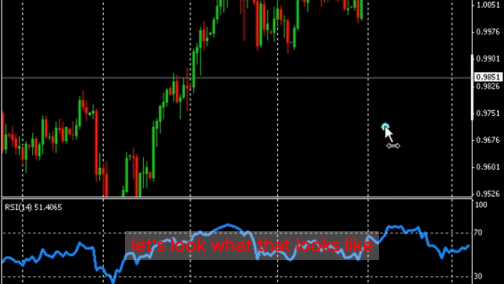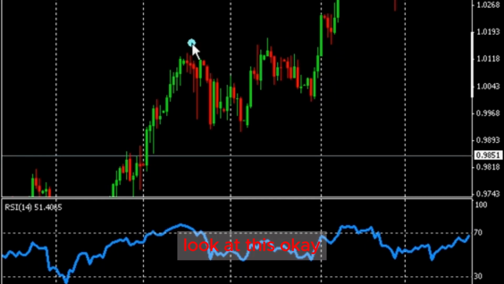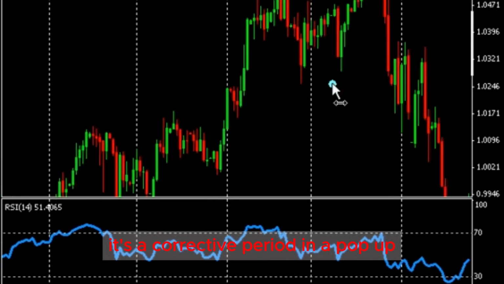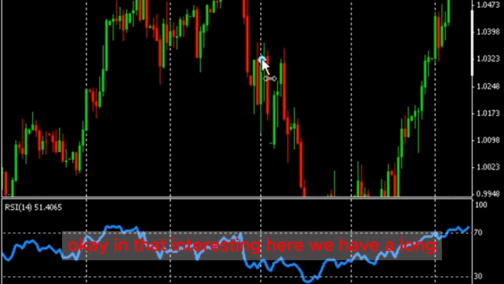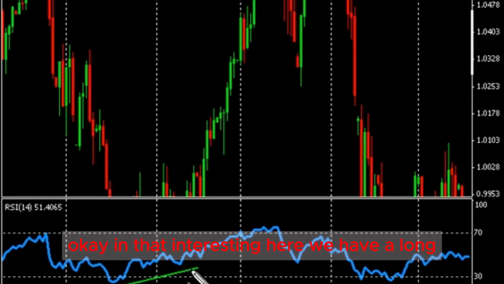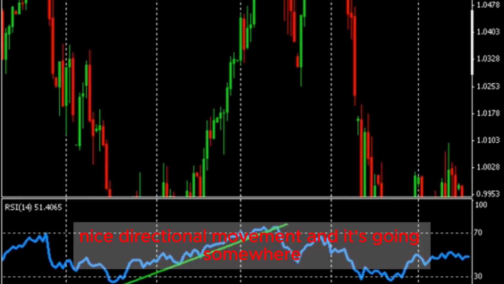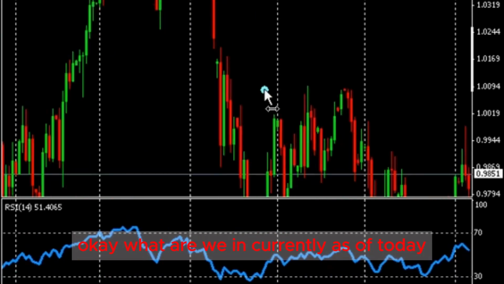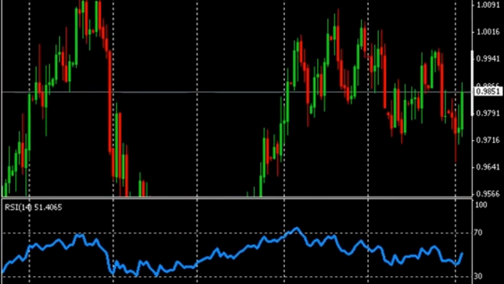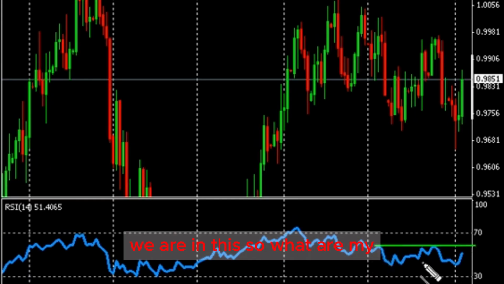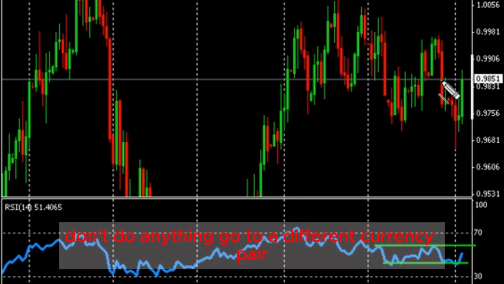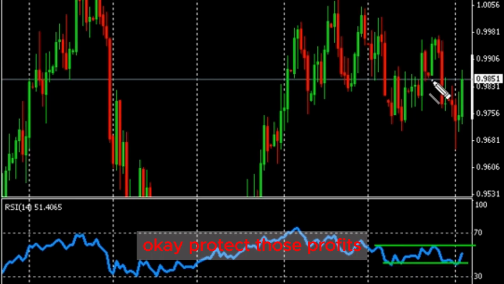Let's look at what that looks like. Look at this. It's a corrective period and a pop up. Isn't that interesting? Here we have a long, nice directional movement, and it's going somewhere. What are we in currently, as of today? We are in this. So what's my recommendation to you? If it's not going anywhere, don't do anything. Go to a different currency pair. Protect those profits. Don't take losses. Alright.